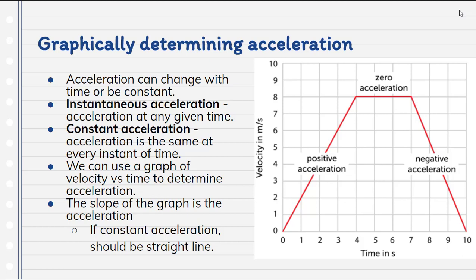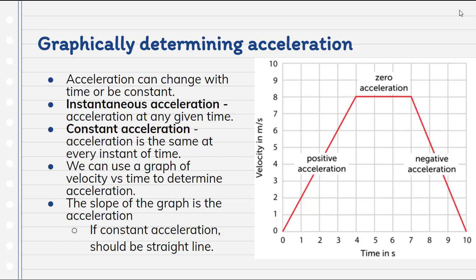We can then use a graph of velocity versus time to determine acceleration. The slope of the graph is acceleration, so if the acceleration is constant, we're going to have a straight line here. If we take a look, we start out at 0 and go up to 8 meters per second. Well, we have a constant positive acceleration. That is, the velocity is increasing over that period of time.